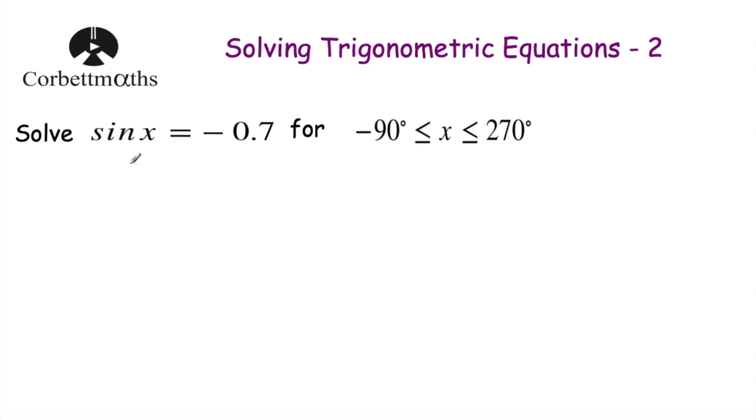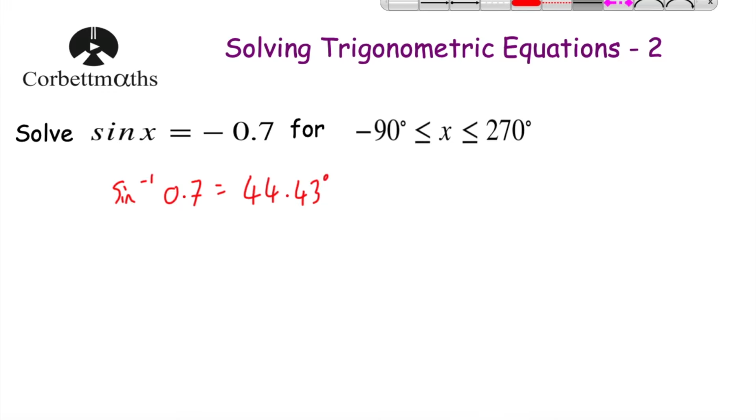So our next question, we've been asked to solve sin x equals negative 0.7 for values of x that are bigger than or equal to negative 90 degrees, but less than or equal to 270 degrees. Okay, so with this question, the first step, let's do the inverse sine of 0.7 and see what that's equal to. So shift sine 0.7 is equal to 44.43 degrees to two decimal places.